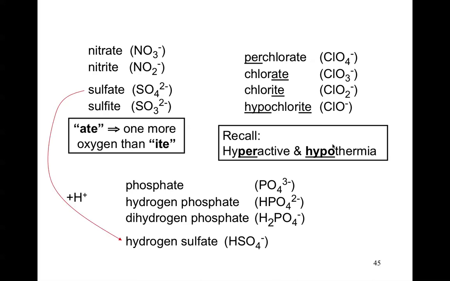All right, so for all of these polyatomic ions that have a charge greater than -1, it's possible to protonate them or add hydrogen ions to them. So sulfate, we can add a hydrogen ion to form hydrogen sulfate. Adding 2 protons to form H2SO4 is not dihydrogen sulfate. It's an acid, H2SO4, and we name it differently.